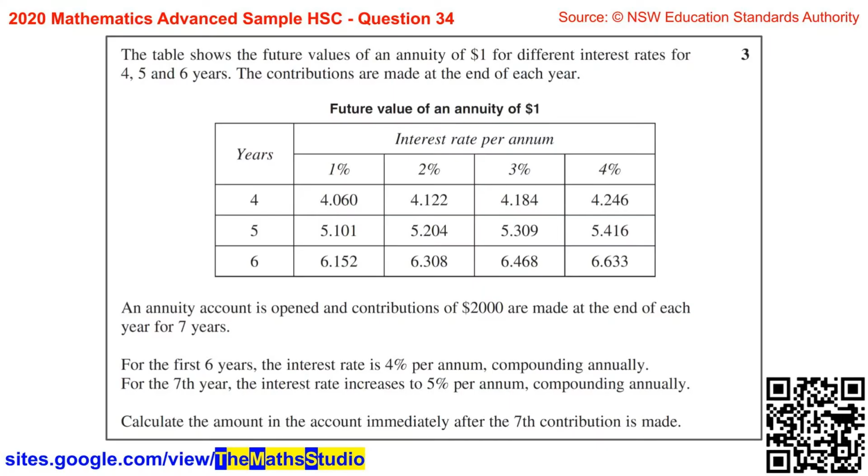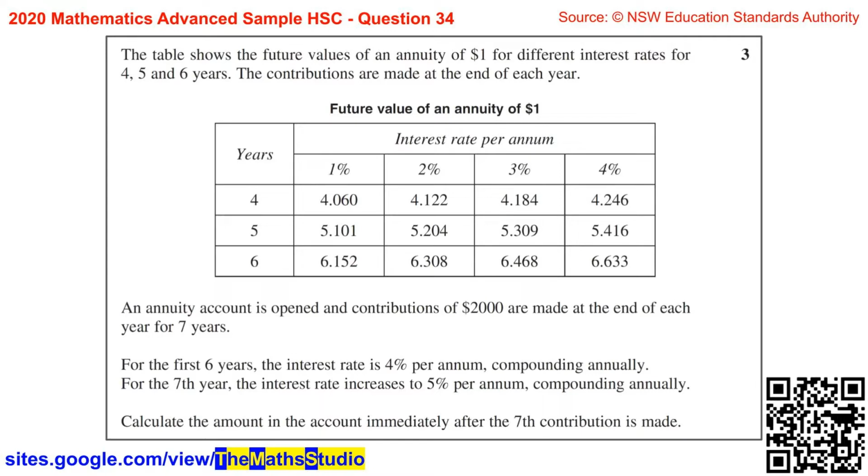Question 34. The table shows the future values of an annuity of $1 for different interest rates for 4, 5, and 6 years. The contributions are made at the end of each year. An annuity account is opened and contributions of $2,000 are made at the end of each year for 7 years.